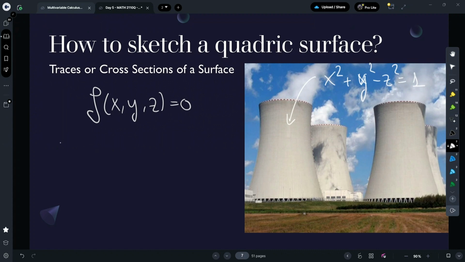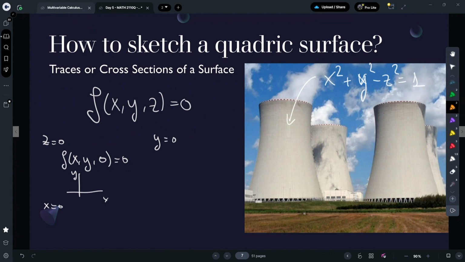At the very least, we want the cross section when z is 0. Those are the main 3 cross sections: when z is 0, when y is 0, when x is 0. And those would correspond to f of x, y, 0 is 0, which is a graph in the xy plane. And in this case, for example, it's x squared plus y squared equals 1, which is a circle.